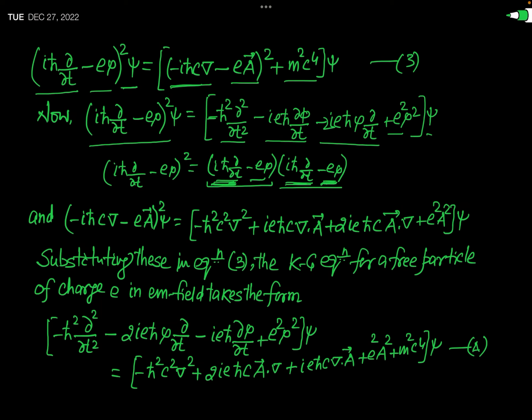Similarly, now we will simplify this: (−iħc∇ − eA)²ψ. Again, you have to simplify this result in the similar manner.